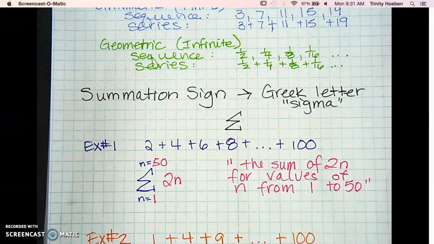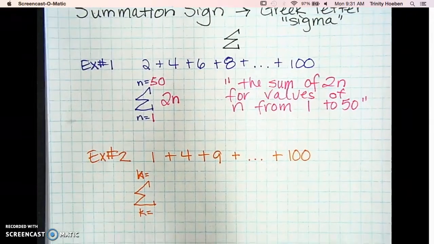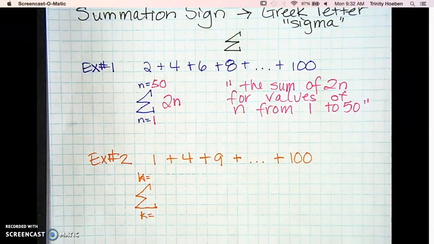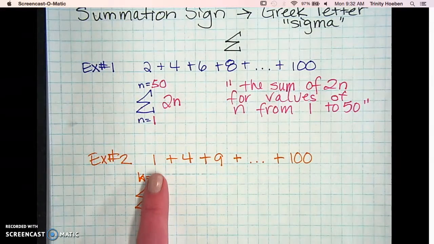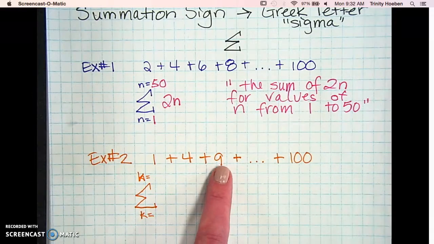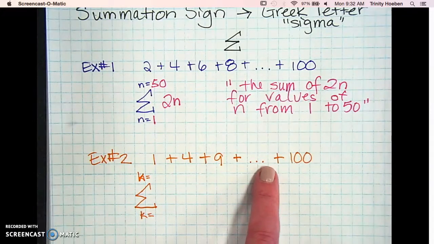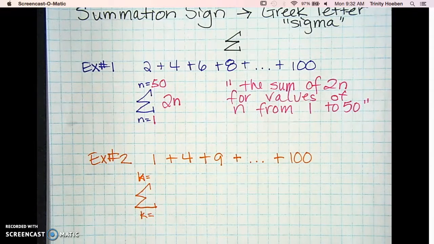And so we're going to try another easy one, just like that. Example number 2. Again, we've got a series. The first term is 1, and then 4, and then 9. We've got some numbers in here ending with 100. Anybody recognize the pattern that's going on here?